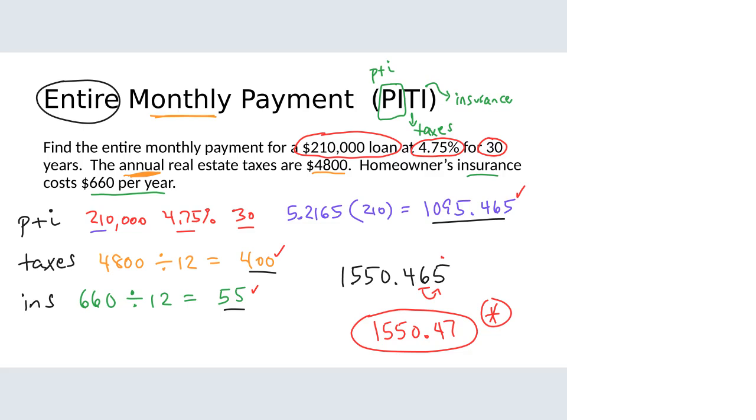Does anybody have questions about what we did there before I have you try one? Outstanding. This is kind of the top of the mountain for us today, this entire monthly payment where we've got to do principal, interest, taxes, and insurance. Okay, here goes.